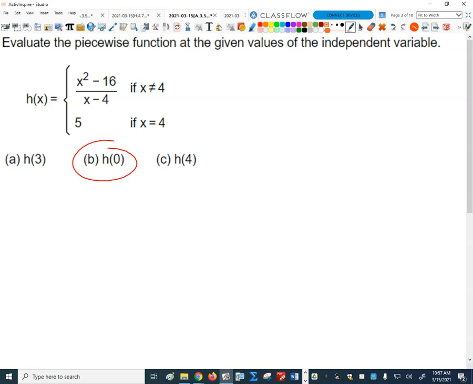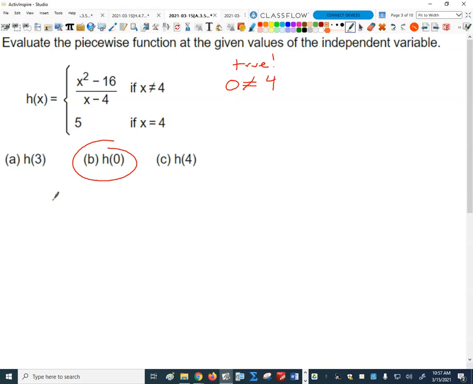Yeah, it goes into the top, doesn't it? Goes into the top because 0 is not equal to 4, right? That's true. 0 is not equal to 4. So we plug it into the top, and what do we get then?